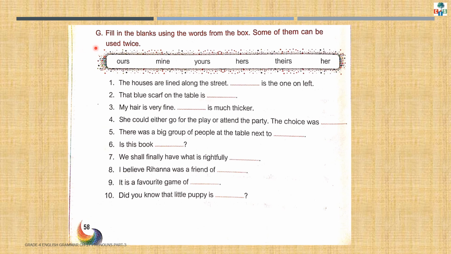Children, see exercise G, which is on page number 58. Fill in the blanks using the words from the box. Some of them can be used twice. Now children, in this box the words are given which are possessive pronouns, and you have to use these words and fill in the blanks. Number one, the houses are lined along the street. Dash is the one on the left. Mine. Here I have used the possessive pronoun mine. Number two, that blue scarf on the table is dash. The blue scarf on the table is hers. You can use it here, his, any pronoun you can use. Number three, my hair is very fine. Dash is much thicker. Yours is much thicker. You can use here his or hers. Any pronoun you can use.